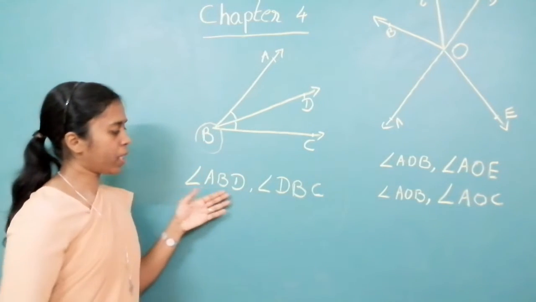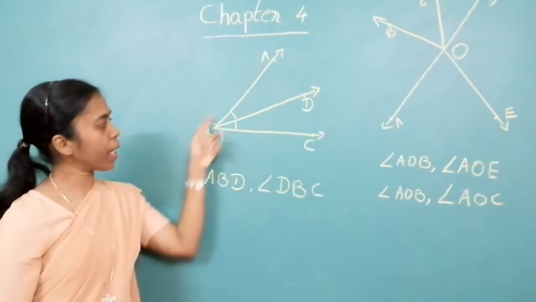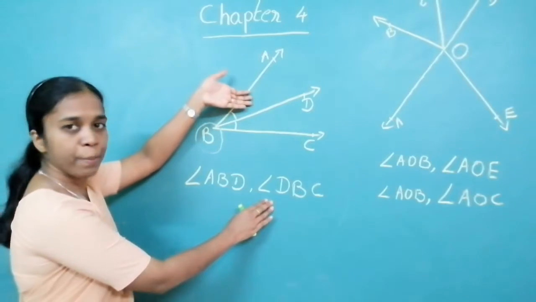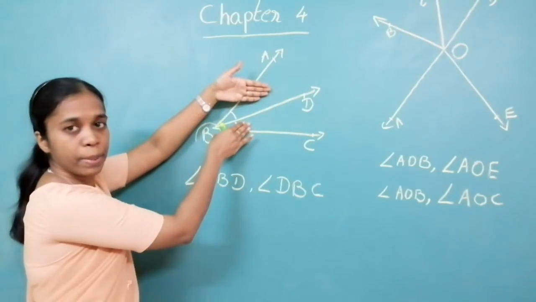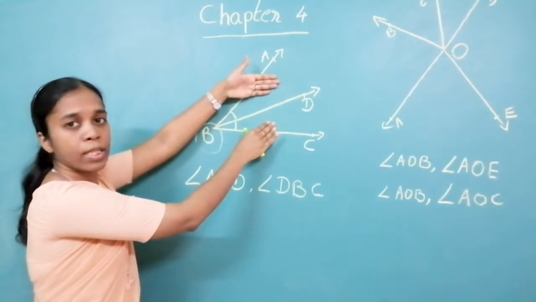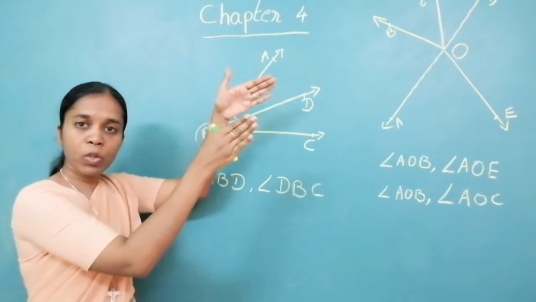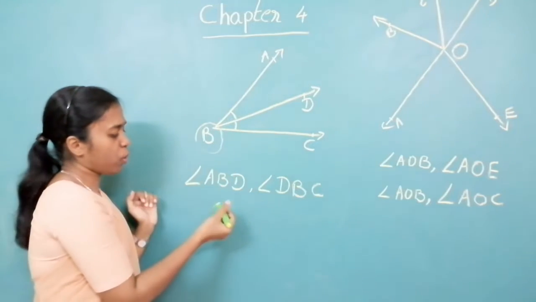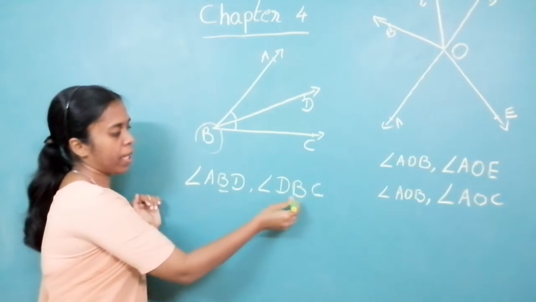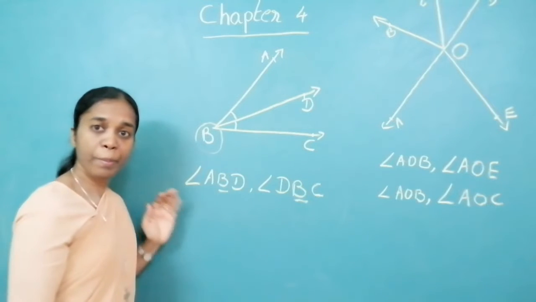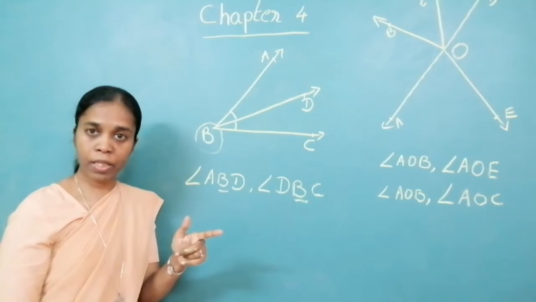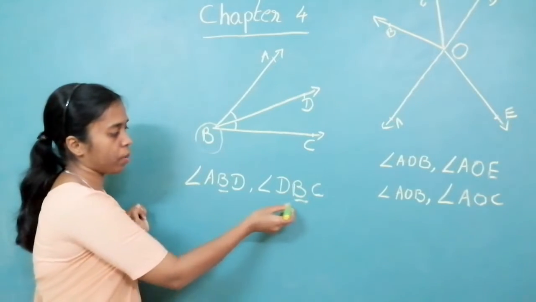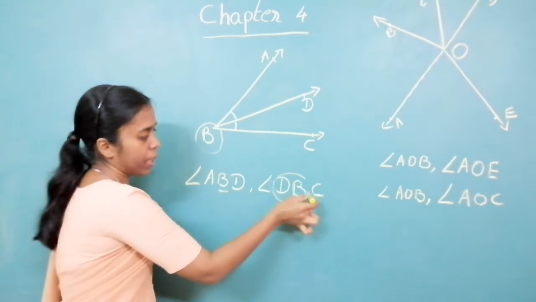Look here, angle ABD. Which is my angle ABD? ABD. This is the angle I am talking about. Then I have angle DBC. This is the angle DBC. I said these two angles are adjacent angles. Adjacent means what? Close to each other. Now when do we say they are adjacent? Because both of them have B as the common vertex, and they have an arm which is common. Which is a common arm? That is DB.